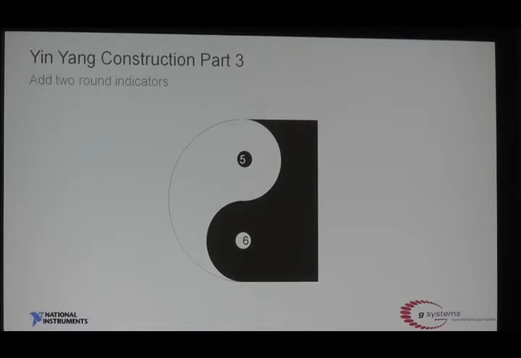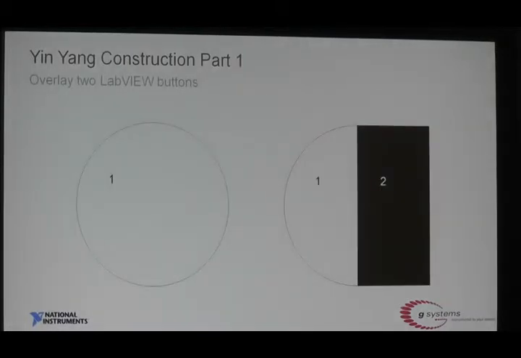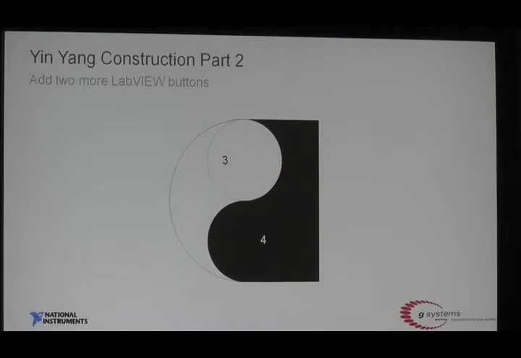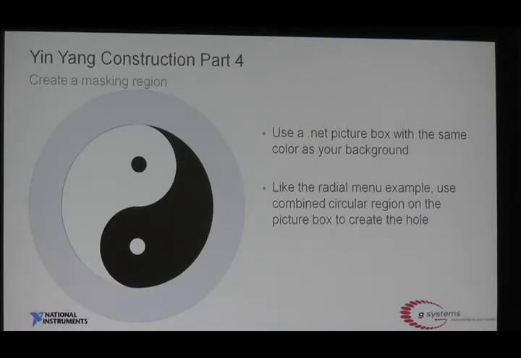And now it's looking pretty close, but you have this rectangular region. And we had to have this rectangular region because there's no way to overlay two circular buttons and still have the clickable region. So then we create this masking region, and that's what you saw covering up the menu. So we just use a .NET picture box and set it to the same color as our front panel background, and then just like the radial menu, we created two circular regions, subtracted one from the other, to make that hole that the yin yang sits in, and now we have these very abnormal LabVIEW buttons.